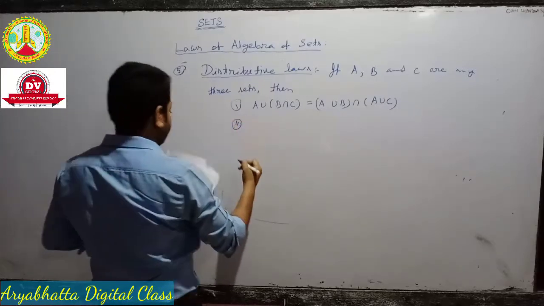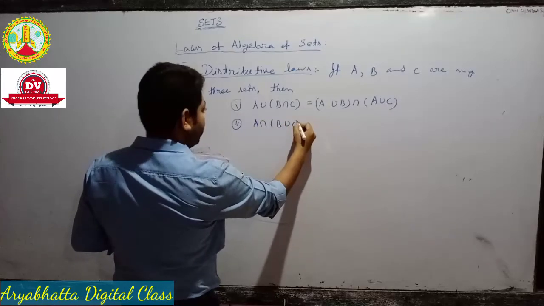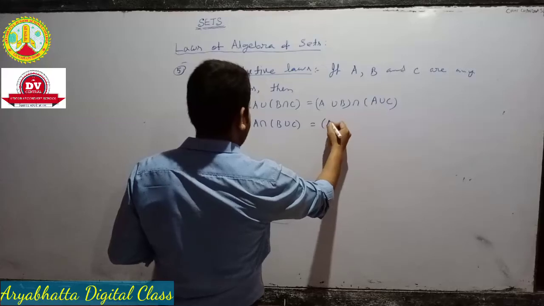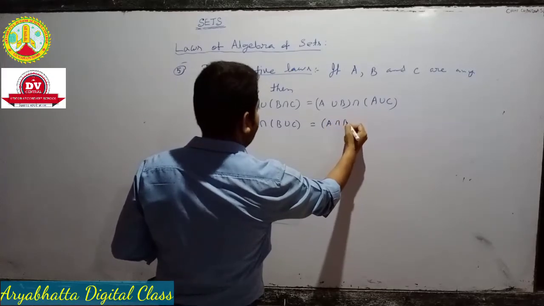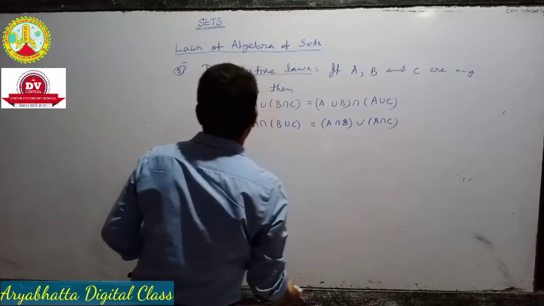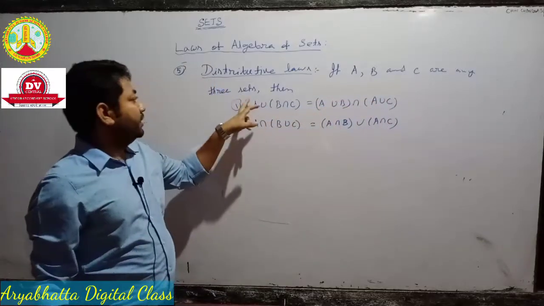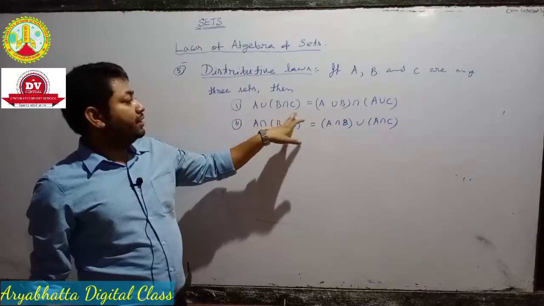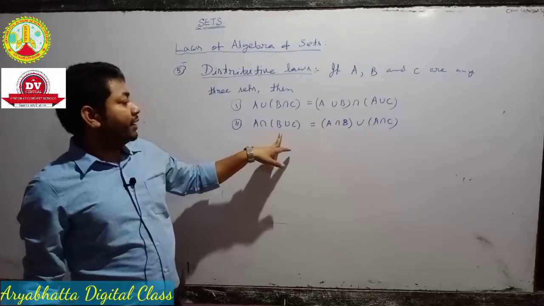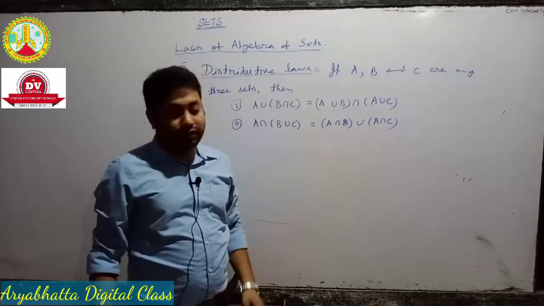Number 2, A intersection (B union C) is equal to (A intersection B) union (A intersection C). If A, B and C are any three sets, then A union (B intersection C) is equal to (A union B) intersection (A union C). Next, number 2, A intersection (B union C) is equal to (A intersection B) union (A intersection C).